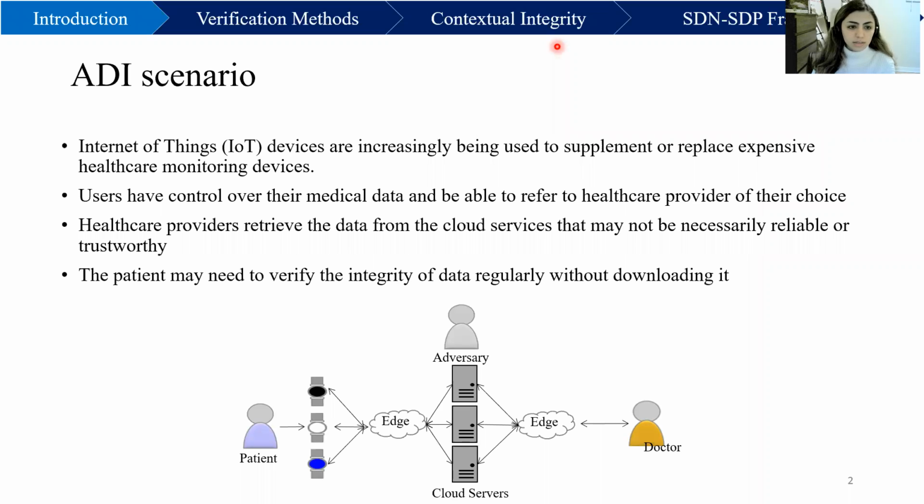Internet of Things devices are increasingly being used to supplement or replace expensive healthcare monitoring devices. Users should have control over their medical data and be able to refer to a healthcare provider of their own choice. For example, in this scenario, we have a patient with multiple wearable devices, maybe heart monitoring devices, smartwatches, insulin pumps, and other monitoring devices.